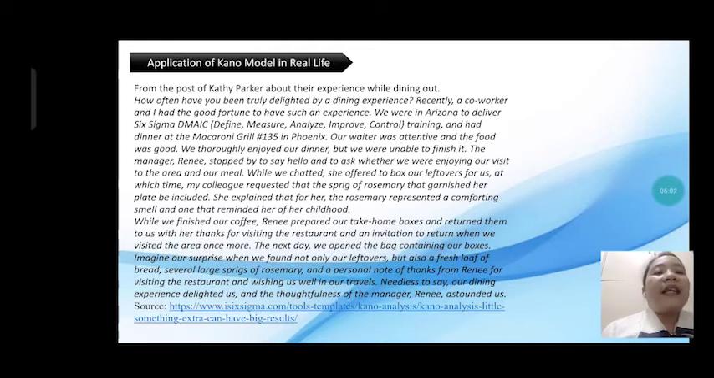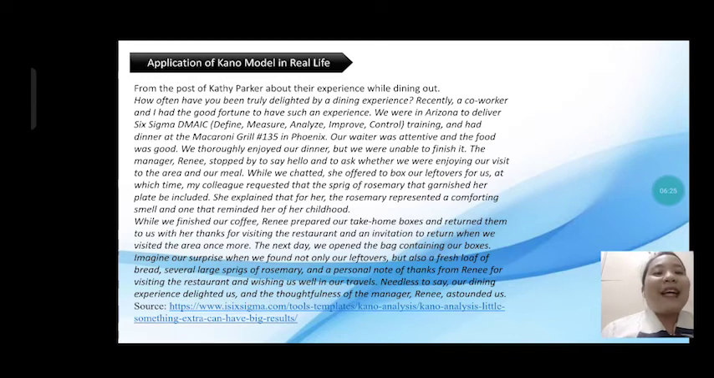The manager Renee stopped by to say hello and to ask whether we were enjoying our visit to the area and our meal. While we chatted, she offered to box up our leftovers for us, at which time my colleague requested that the sprig of rosemary that garnished her plate be included.